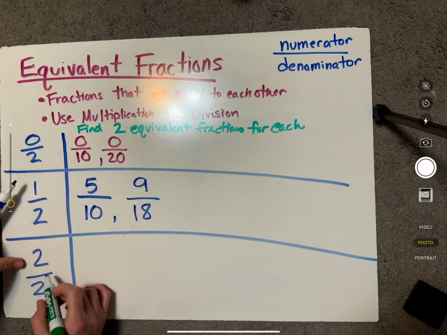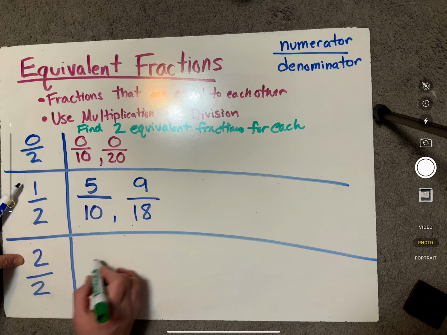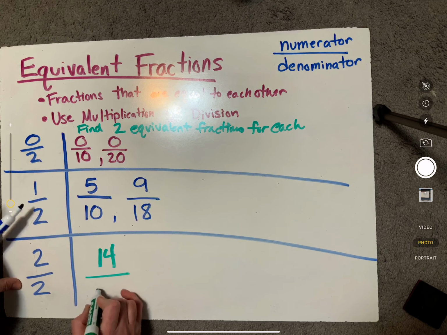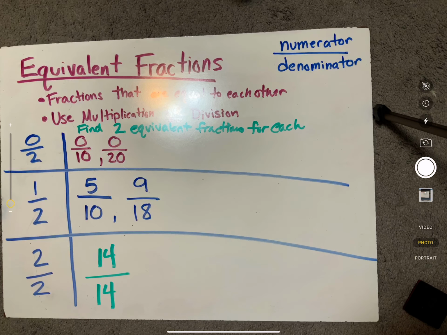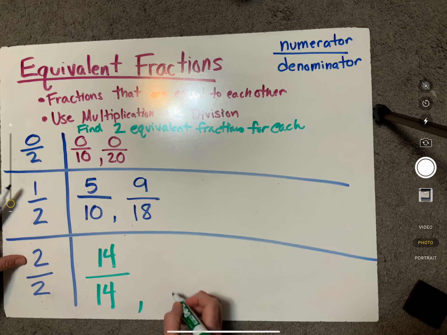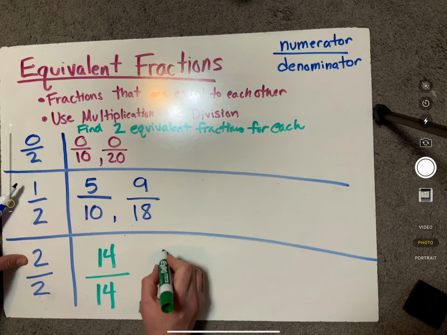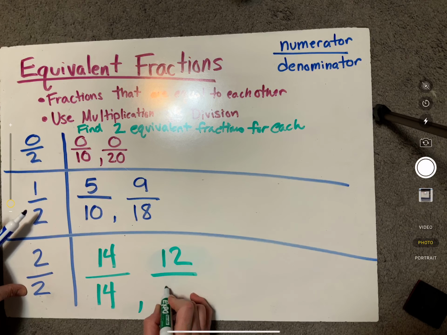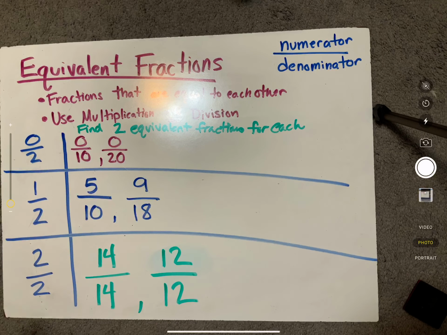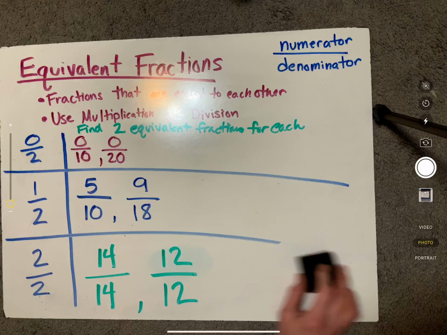So let's do times 7 this time. So 2 times 7 is 14. 2 times 7 is 14. Let's multiply by 6 this time. 2 times, oops, hang on, saying 6 and writing 6. 2 times 6 is 12. 2 times 6 is 12. So this is what your worksheet is going to look like. It has about 15 or so columns like this. So for each one, you will just make 2 equivalent fractions. Okay, so that's your worksheet.